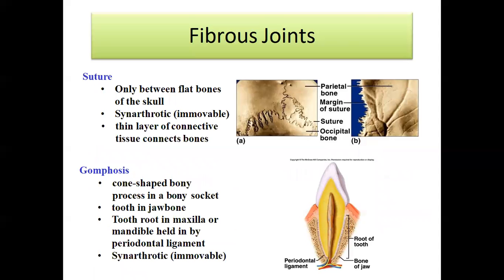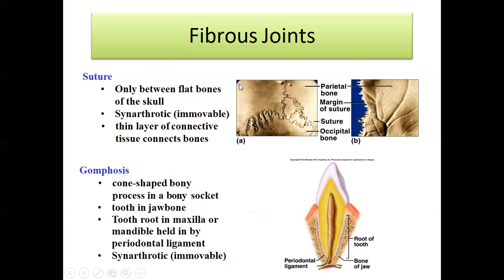Your sutures are only found between the flat bones of the skull. So when someone is born, they don't have these sutures. Remember that there are interosseous membranes that connect these bones together. And this allows the baby to go through the birth canal with more ease. This also allows the baby's brain to grow without being impeded by a bony structure.